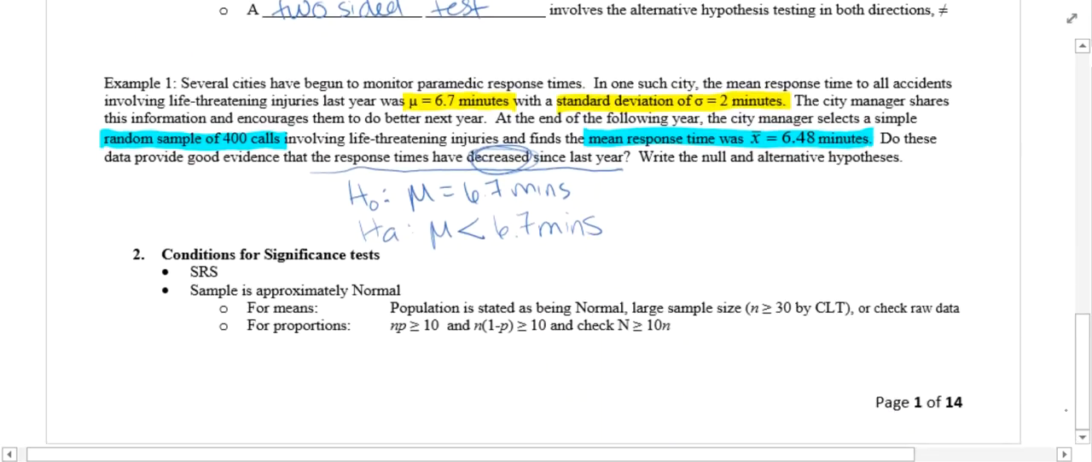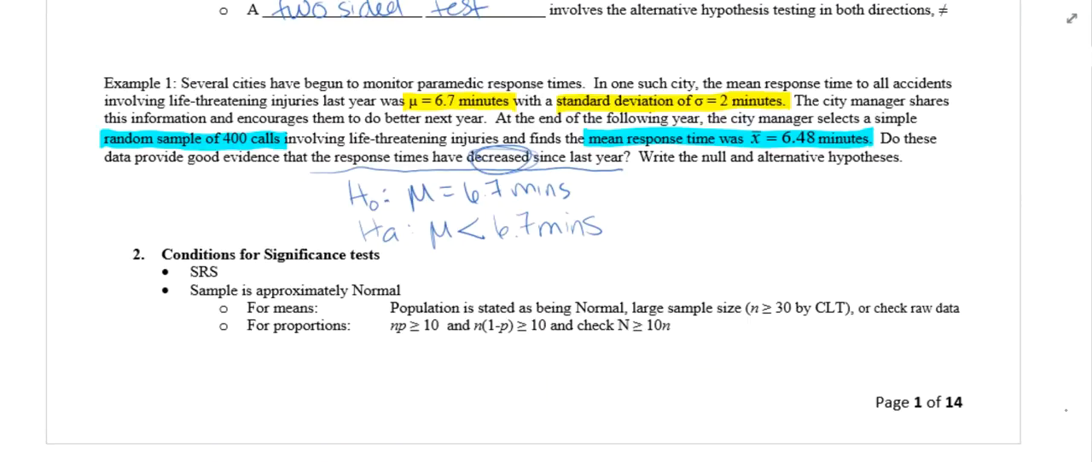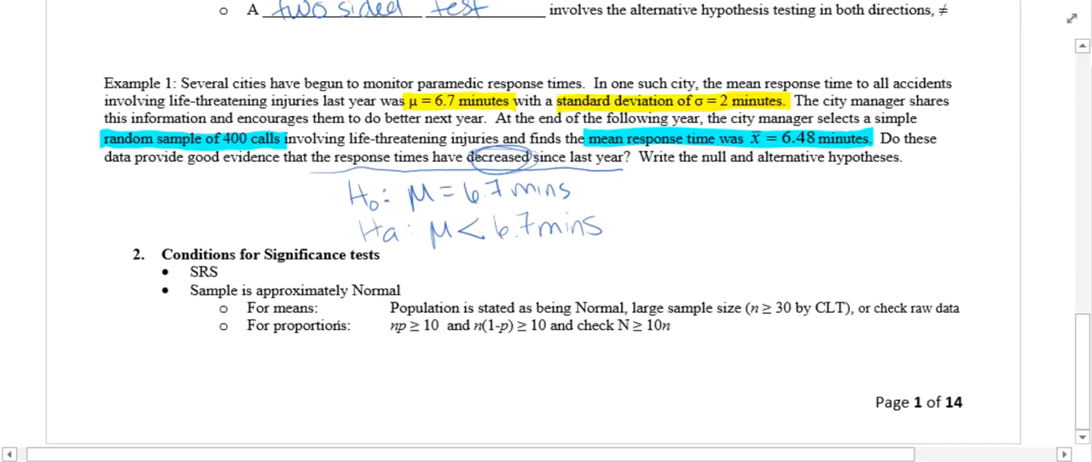Okay, so conditions for a significance test. You're going to recognize these because they're pretty much the same as confidence intervals. So we've got a simple random sample. We need that it's approximately normal. So for a mean problem, there's a couple ways we can get it. Well, the population is stated to be normal, or we have a large sample size, greater than 30 by the central limit theorem, or we have raw data that we need to check.